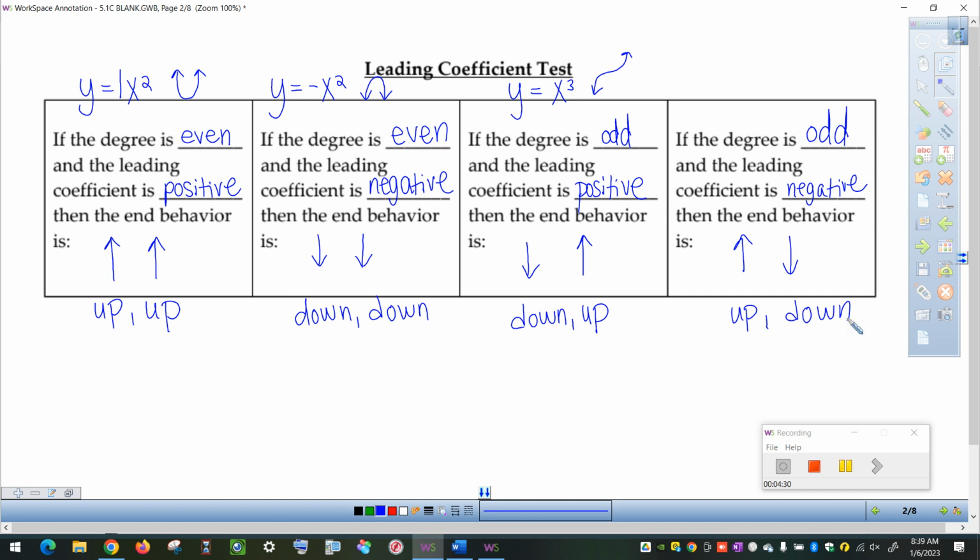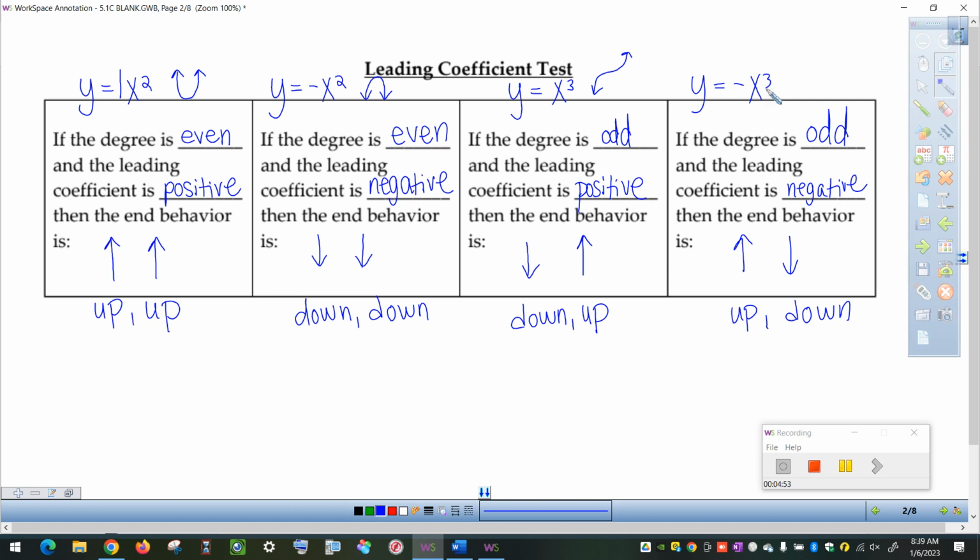Now, if we think about that basic shape of x cubed, that little wiggle, if we were to put a negative in front of the x cubed, let me try this again. All right, y equals negative x cubed. What that negative is going to do is the same thing that it did to our parabola. It's going to take this wiggle shape here and reflect it over the x-axis.